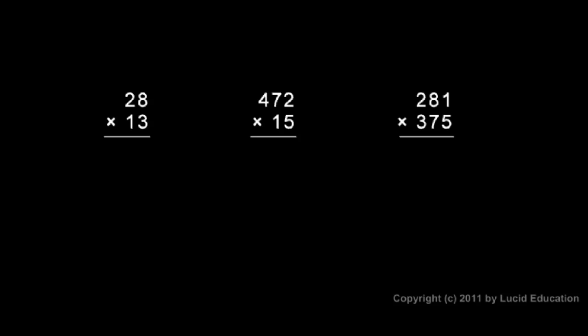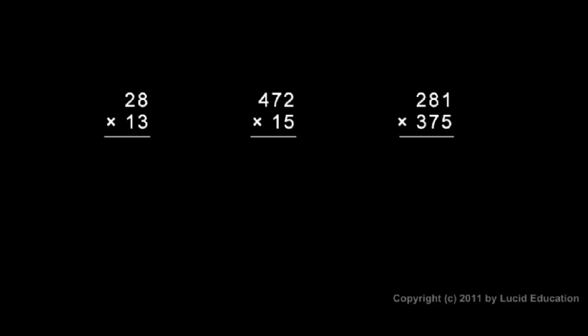Now we'll talk about multiplying numbers with 2 or more digits. And you should already be familiar with the procedure for multiplying numbers like this. But we'll review it quickly just by working through a few examples. So pay attention to the procedure here that we use to multiply these numbers.